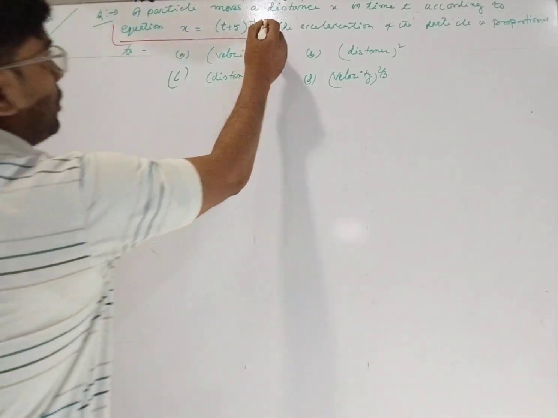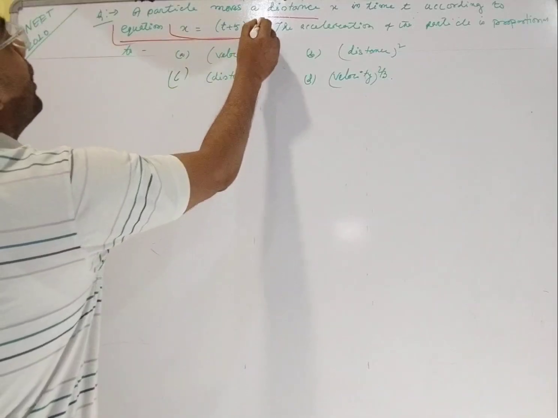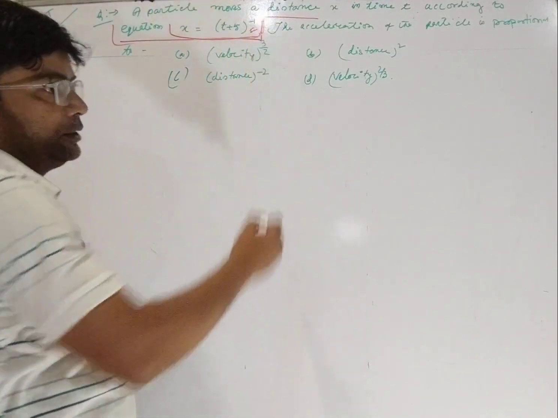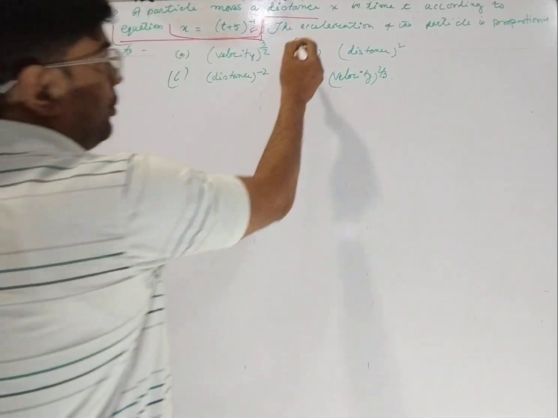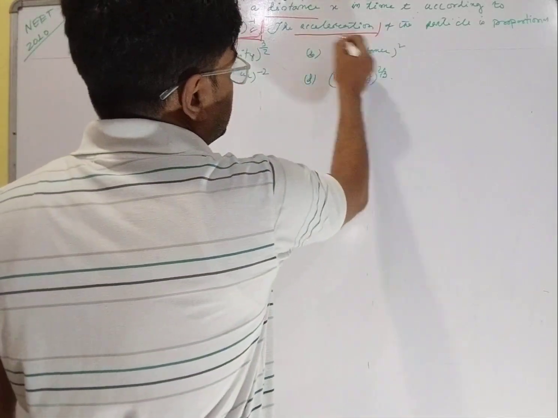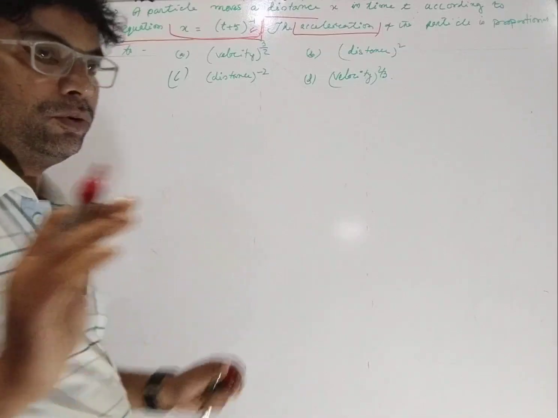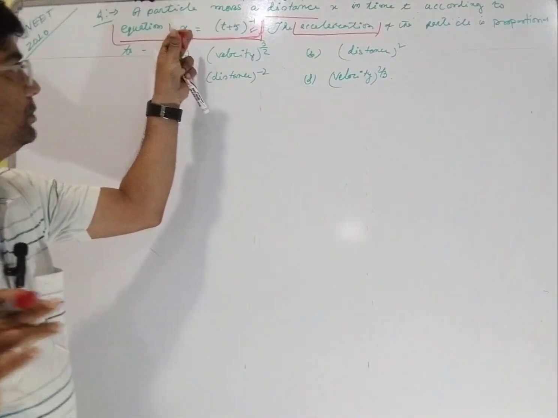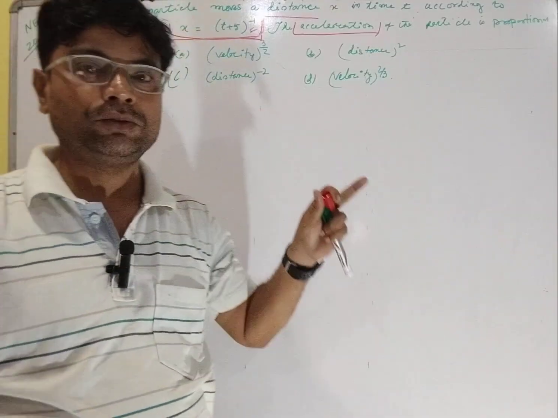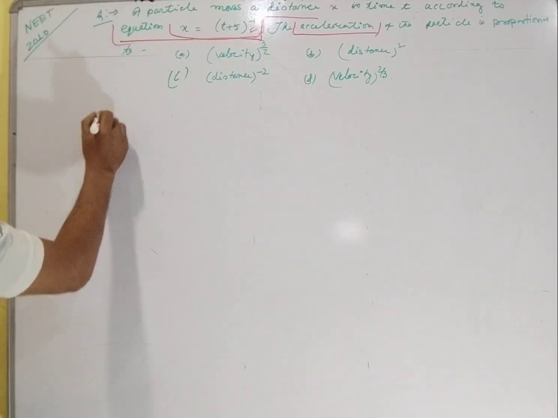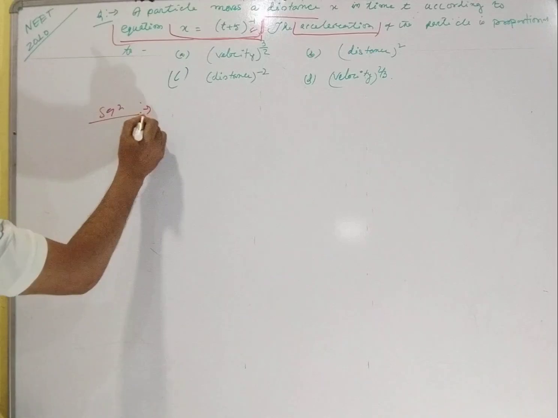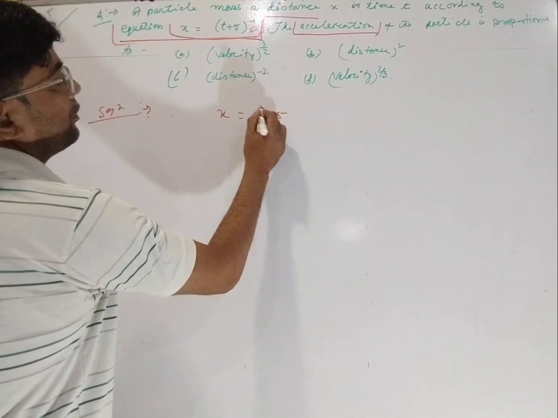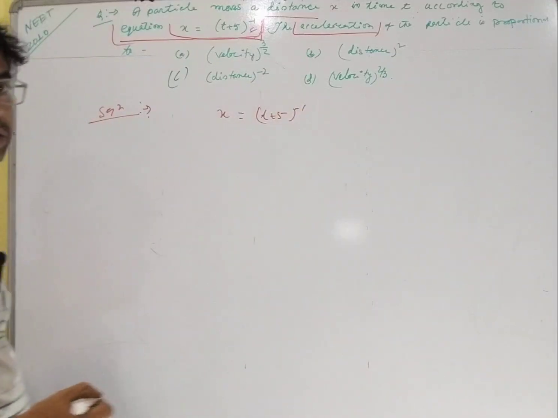The distance of the particle is given by x is equal to (t + 5) to the power minus 1. Distance is given. What is required? Required is acceleration. Therefore, we are going to differentiate displacement with respect to time twice.